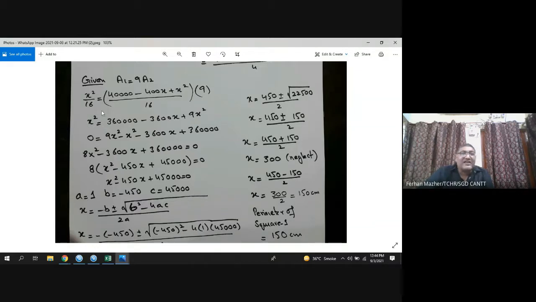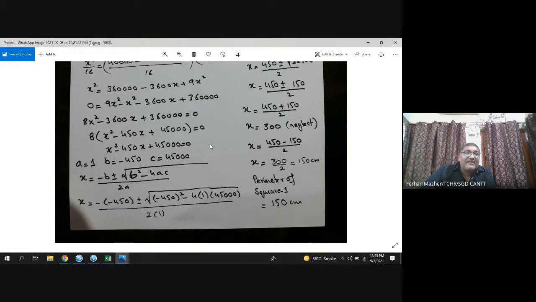I will take this x squared to the other side, to the right side. So here 0 is left. 9x squared minus x squared minus 3,600x plus 360,000. 9x squared minus x squared gives you 8x squared. The 3,600x remains the same, 360,000 remains the same, equals to 0. Here the 8 can be taken as common from all of these three. When this 8 goes to the other side, it will divide 0. 0 divided by 8 will be 0. So here you are left with x squared minus 450x plus 45,000 equals to 0.